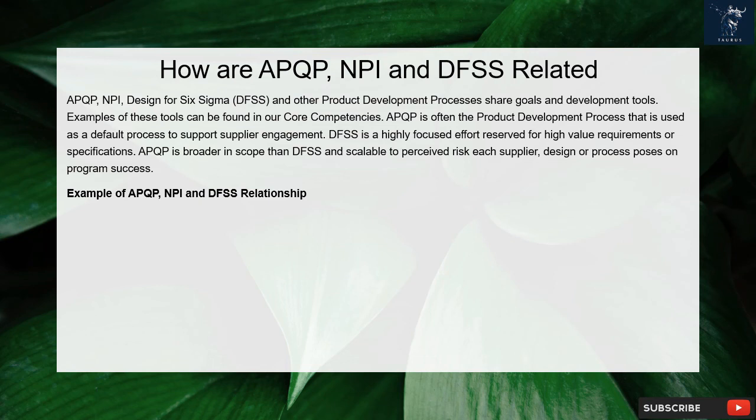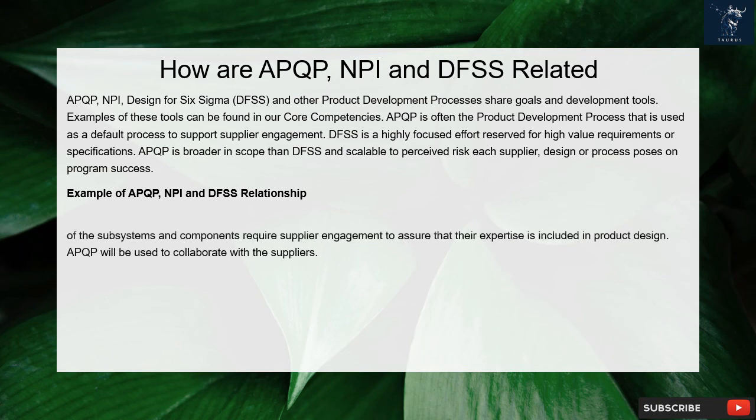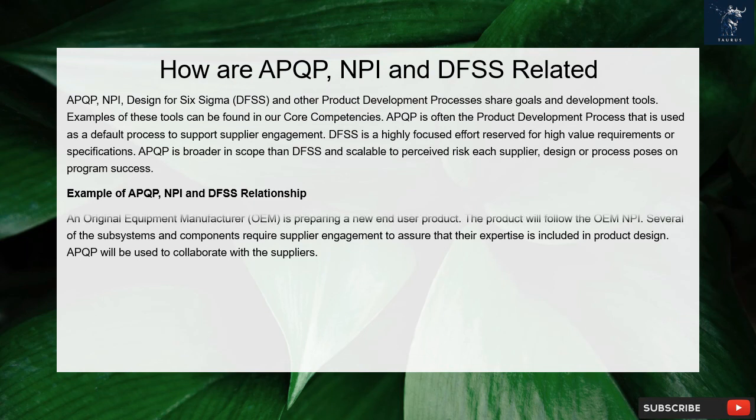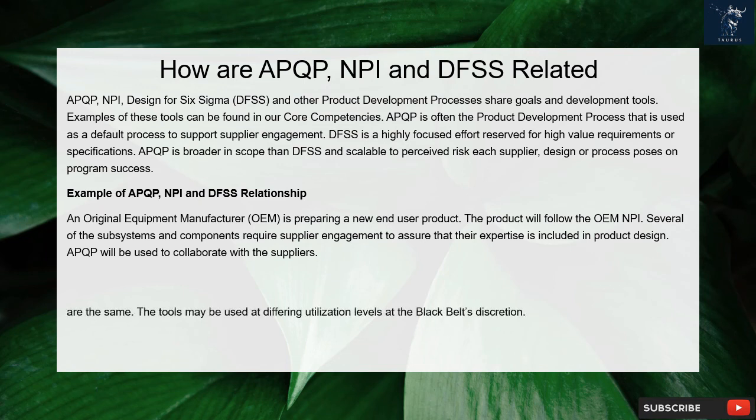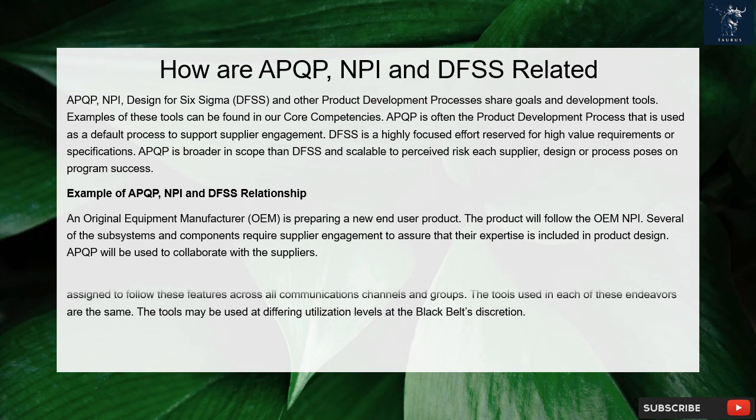Example of APQP, NPI and DFSS relationship: an original equipment manufacturer, OEM, is preparing a new end-user product. The product will follow the OEM NPI. Several of the subsystems and components require supplier engagement to assure that their expertise is included in product design. APQP will be used to collaborate with the suppliers. DFSS will focus on key features that are highly valuable and quite different than past products. A Six Sigma Black Belt is assigned to follow these features across all communications channels and groups. The tools used in each of these endeavors are the same. The tools may be used at different utilization levels at the Black Belt's discretion.